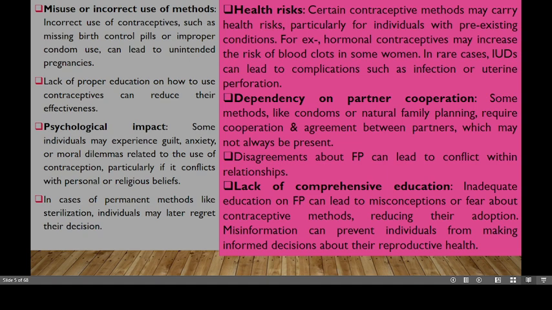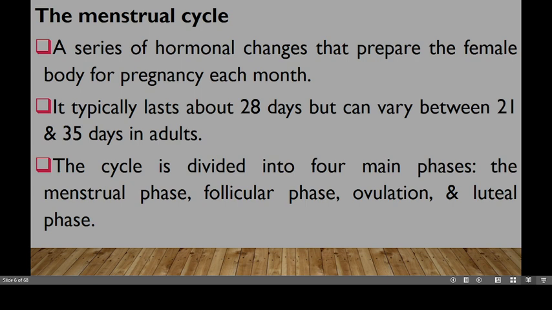Some methods like condoms or family planning may require cooperation and agreement between partners, which may not always be present. So disagreements about FP can also lead to conflict within relationships, and unfortunately, it can be a cause of gender-based violence. Lack of comprehensive education on family planning methods can lead to misconceptions and fear about contraceptive methods, and this reduces their adoption. So, misinformation can prevent individuals from making informed decisions about their reproductive health.